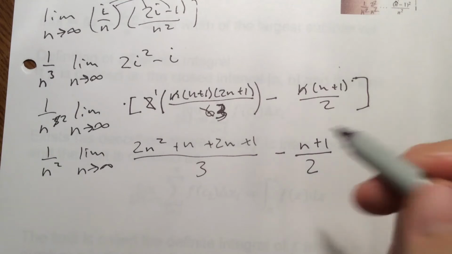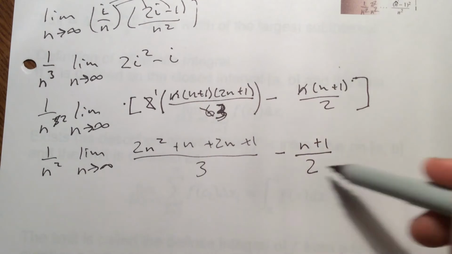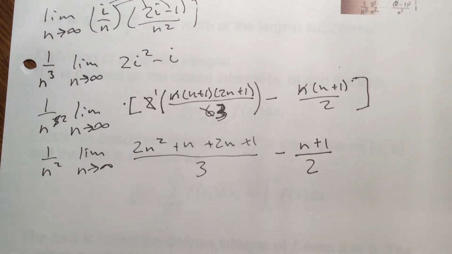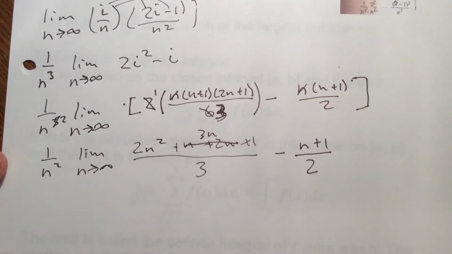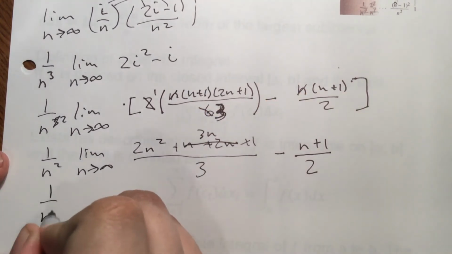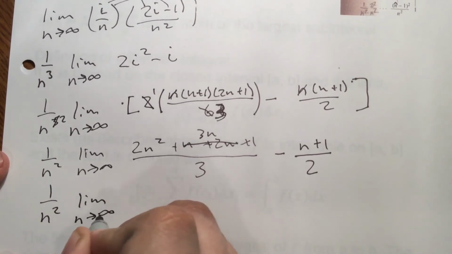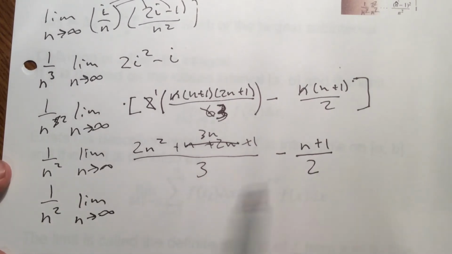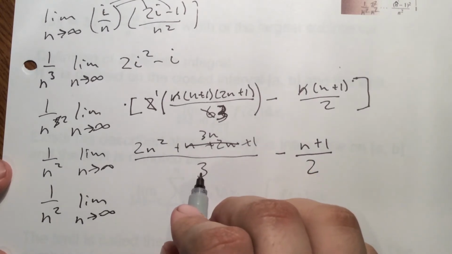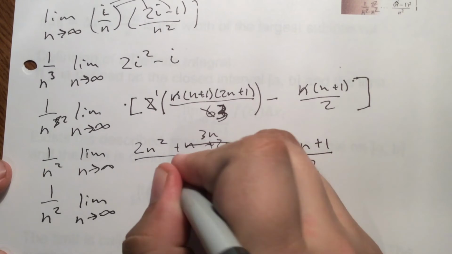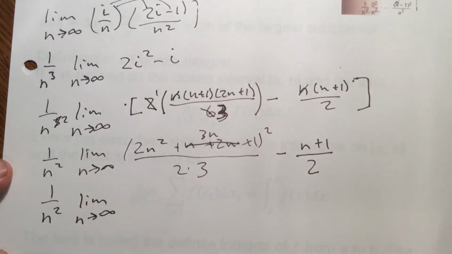So this is where I probably could have held off reducing those, because now we're going to have to get a common denominator here, which is going to be 6. By the way, these we can put together and get 3n. So 1 over n squared, limit as n goes to infinity. So 2n squared, we're going to have to take it times 2 to make this 6. So all this up top here would be times by 2 again.